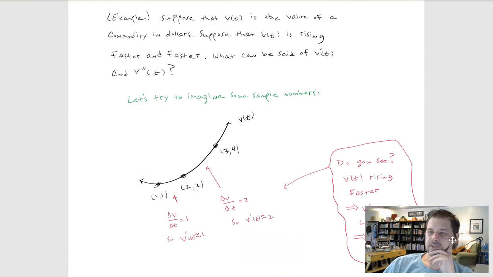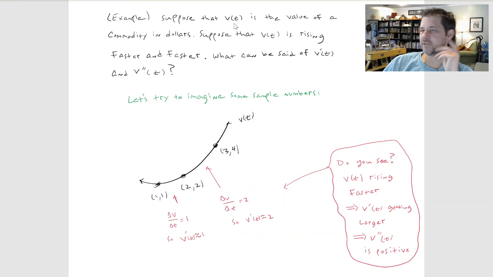Let's say we have some function v of t, which tracks the value of a commodity over time. And suppose that v of t is rising faster and faster. So not just that it's getting bigger, but it's getting bigger in greater and greater ways. Here's what that might mean. I want to imagine some sample numbers. In this curve, the curve v of t, the x-coordinate will be time and the y-coordinate will be the value of the commodity. These are just really simple numbers.